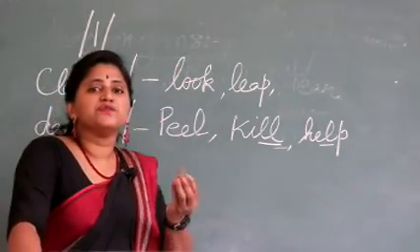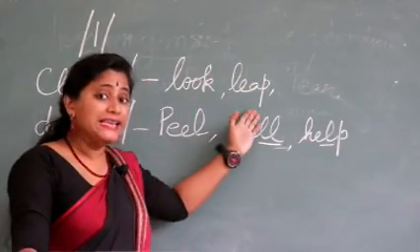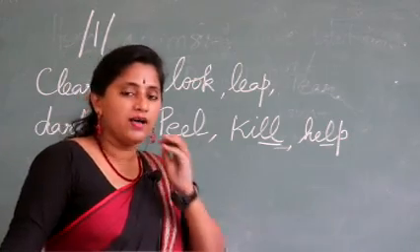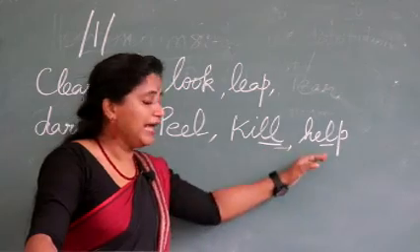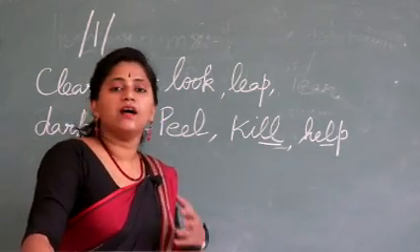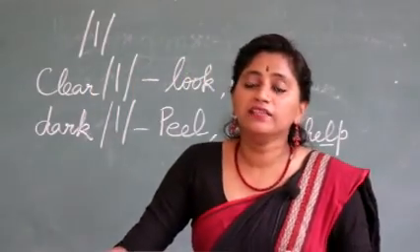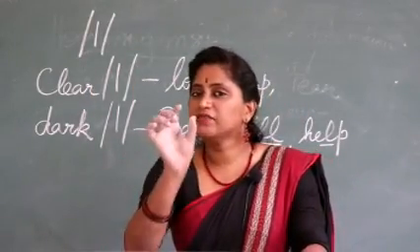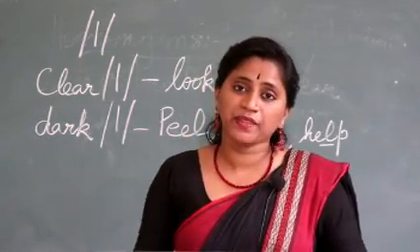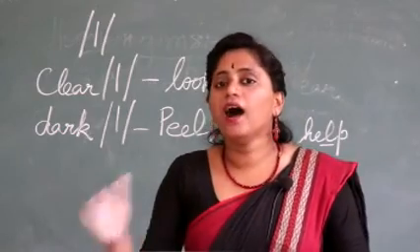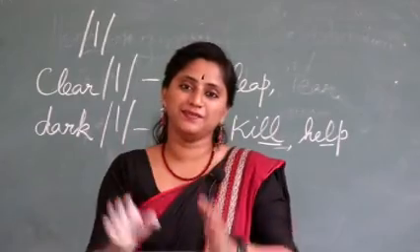Thus we get two different L sounds, as in look or leap, which is different from when we say peel or kill or help. The tongue position, or the quality of the lateral sound, is different in these two cases. Because of these two slight variations, we can say clear L and dark L are the allophonic variation of the lateral sound L.